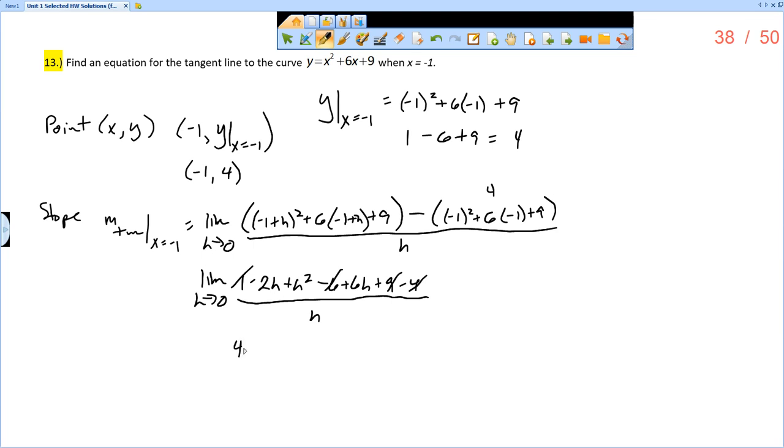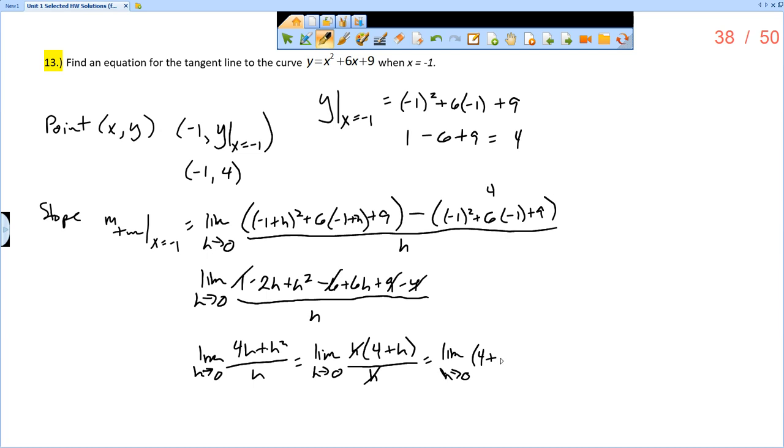So now I'm left with -2h plus h squared plus 6h. So if I do this, I get 4h plus h squared all over h, and the limit as h approaches 0. So now I can factor out an h in the numerator, but remember, keep writing the limit. So h times (4 plus h) over h. So of course h reduces. I'm left with the limit as h approaches 0 of 4 plus h. So I evaluate with h equals 0, and I get 4. All right, so now what does that mean?